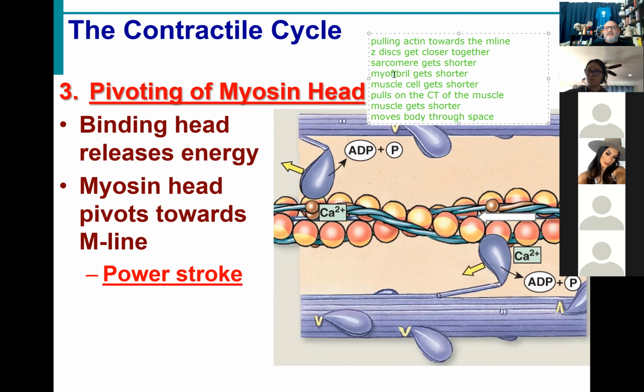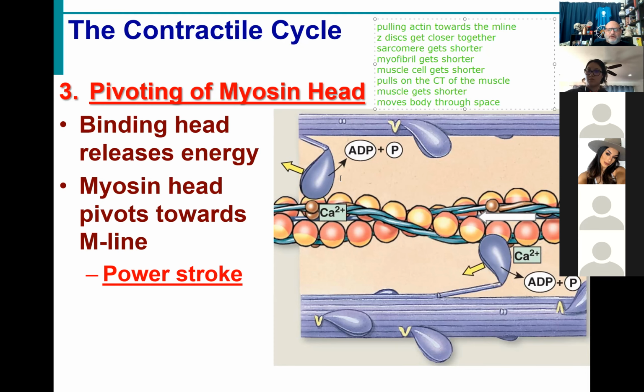Right? This is our generation of tension. This is that production of force. This is what moves our body through space. These little proteins grabbing other little proteins and yanking on them. That is how we move our body through space.